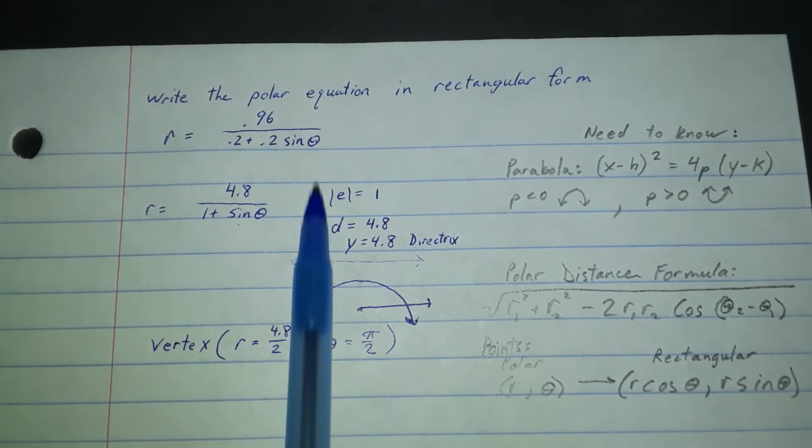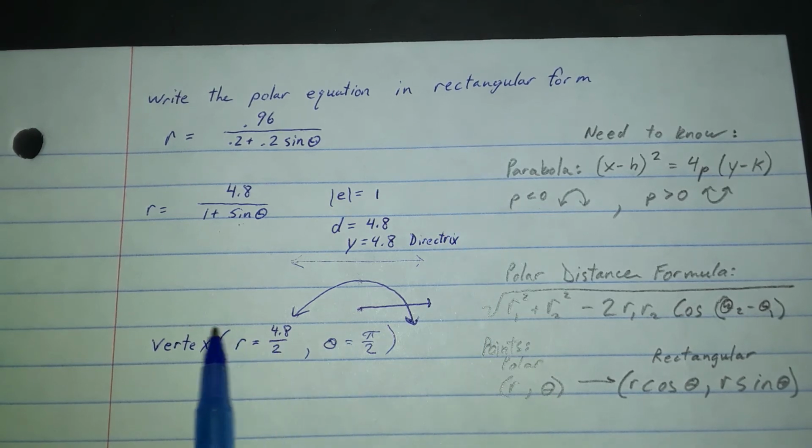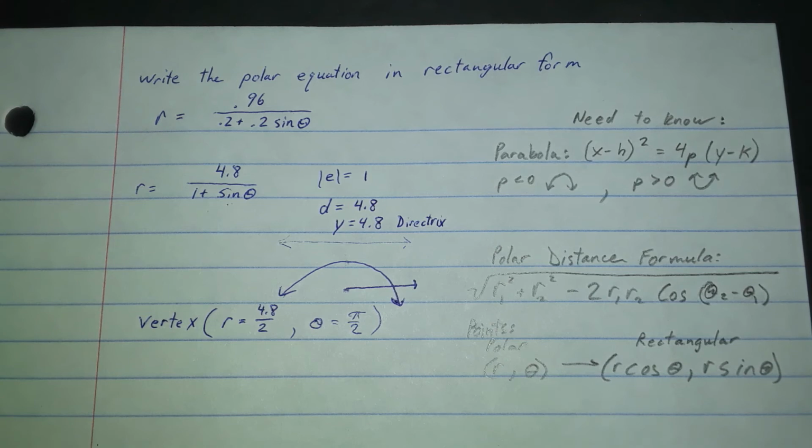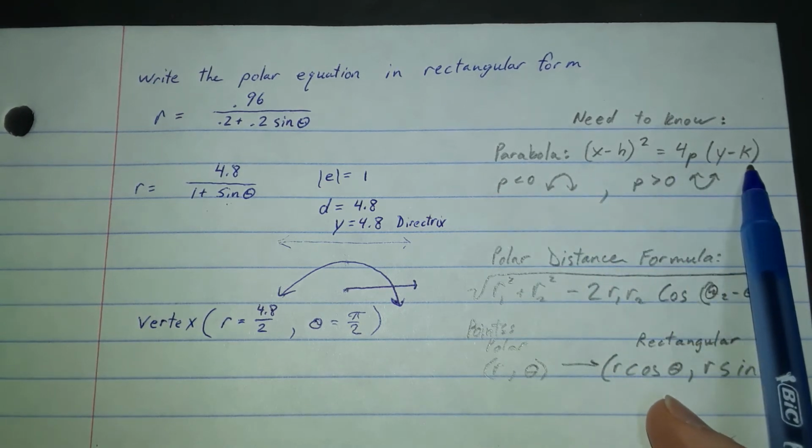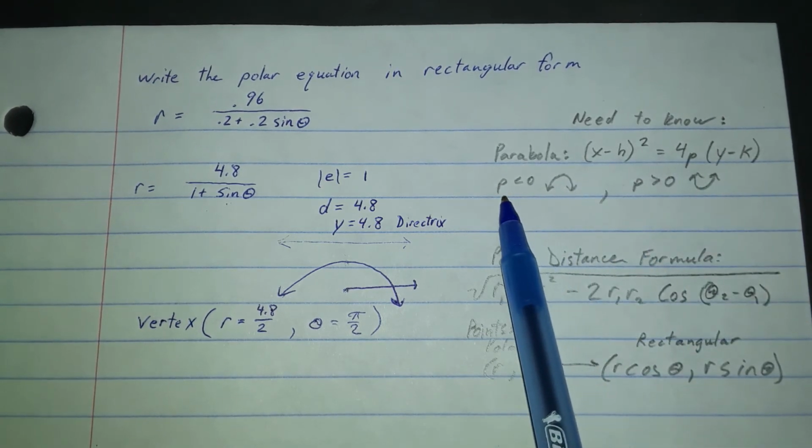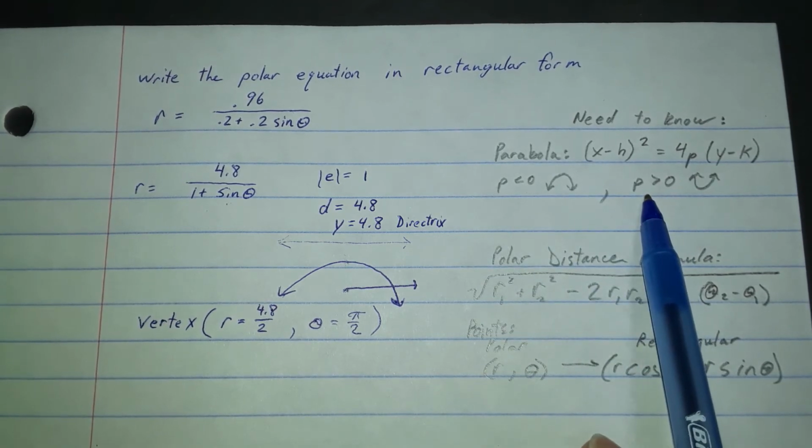Alright, so we are trying to go from polar form to rectangular form, so we want to convert this vertex point into a rectangular point. So off to the side here, I have some notes of important things that we need to know. I have the distance formula here for polar distance, but we haven't really used it yet. We've been able to do a workaround without using this formula, but you certainly could have tried to use this formula in finding distances. I have a rectangular equation here for a parabola, and I have some notes about p-values. We will get to that.